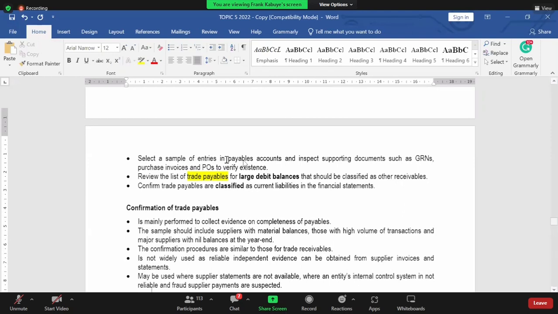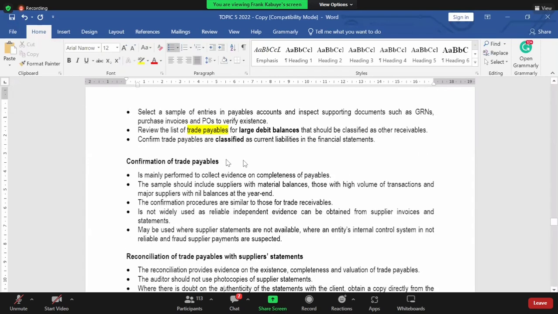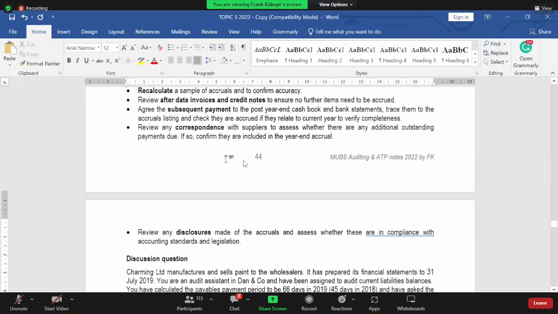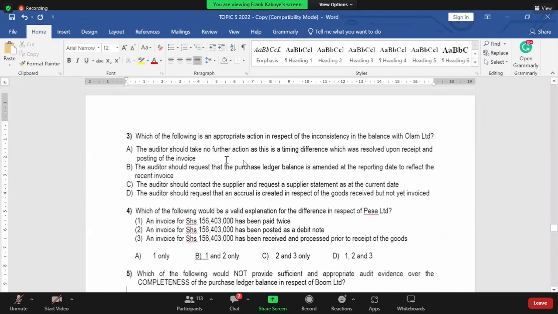Then there's a question here which you can look at. We're going to end with this one for today.